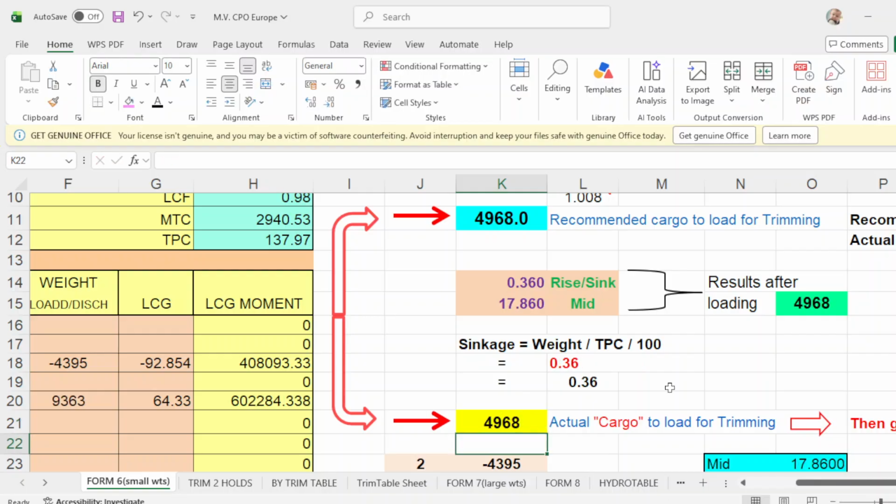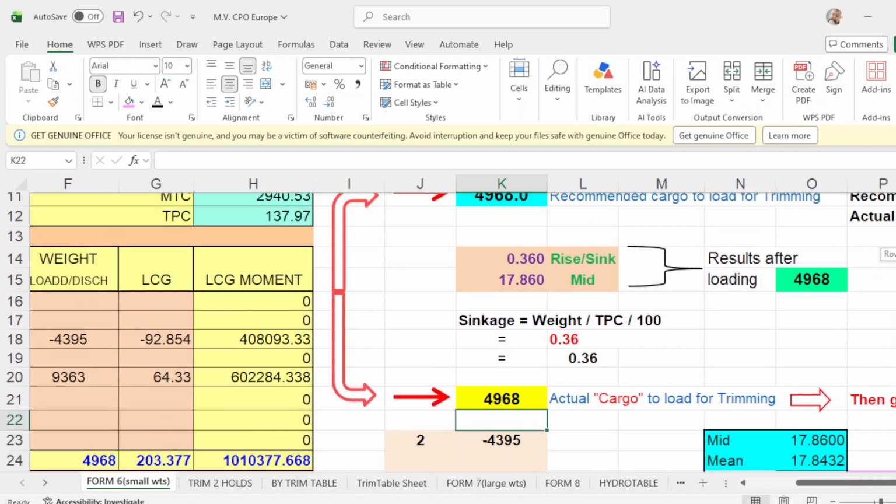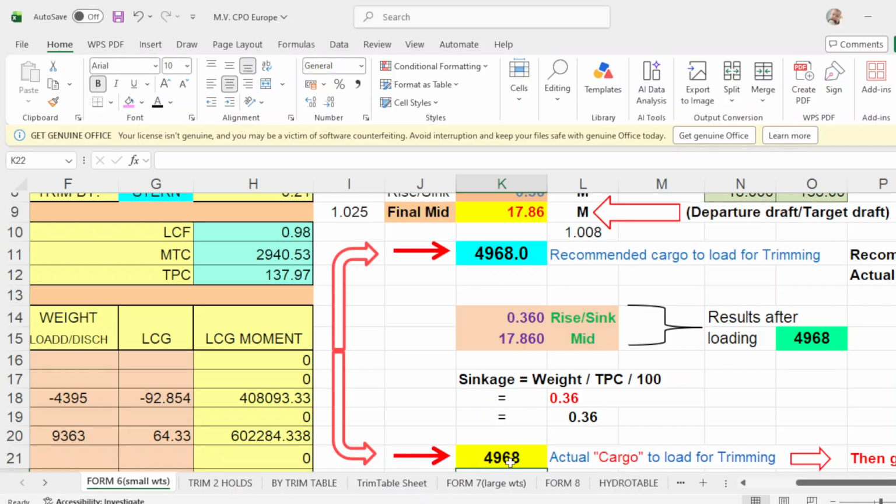If you load 4968, look at the departure drop. Mid is 1780, which is exactly the same here. And your sinkage is 36, which is the same here. Now, take note. Your actual cargo to load for framing is 4968.